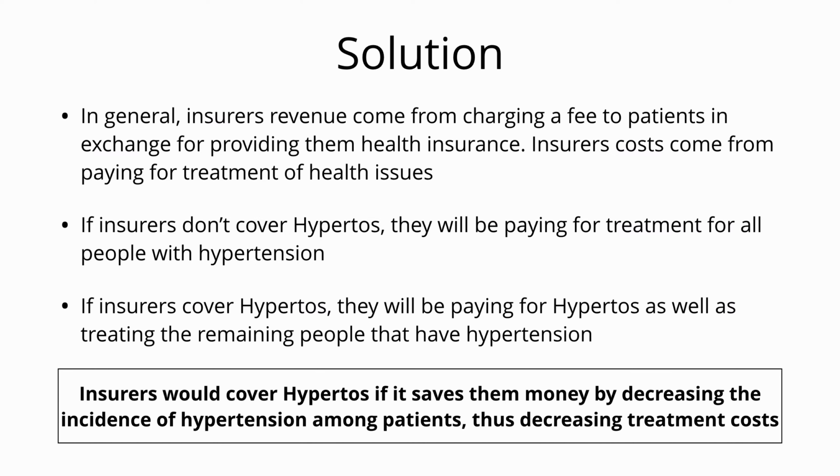We can answer this question by first understanding how insurers make money. They charge a recurring fee to patients in exchange for providing health insurance that covers the costs of treatments of health issues. If insurers don't cover Hypertose, then they would be paying for the treatment of all people with hypertension. If they cover Hypertose, they would be paying for Hypertose as well as covering the remaining people that have hypertension. Therefore, insurers would cover Hypertose only if it saves them money by decreasing the incidence of hypertension among patients, thus decreasing their treatment costs.